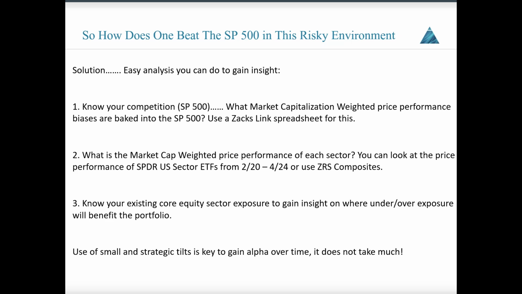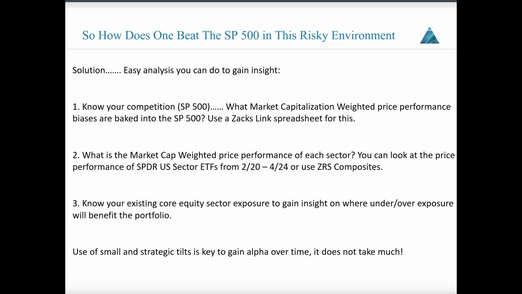In a few minutes, I'm going to show you a Zacks link spreadsheet that I use to monitor market cap biases. And these biases not only exist for price performance, but they exist for earnings revisions. They exist for valuation. So when we talk about the S&P trading at a year forward handle of 19 to 20 times earnings, it's really important to understand what biases are baked into the S&P 500 for you to begin to position and tilt your portfolios accordingly.